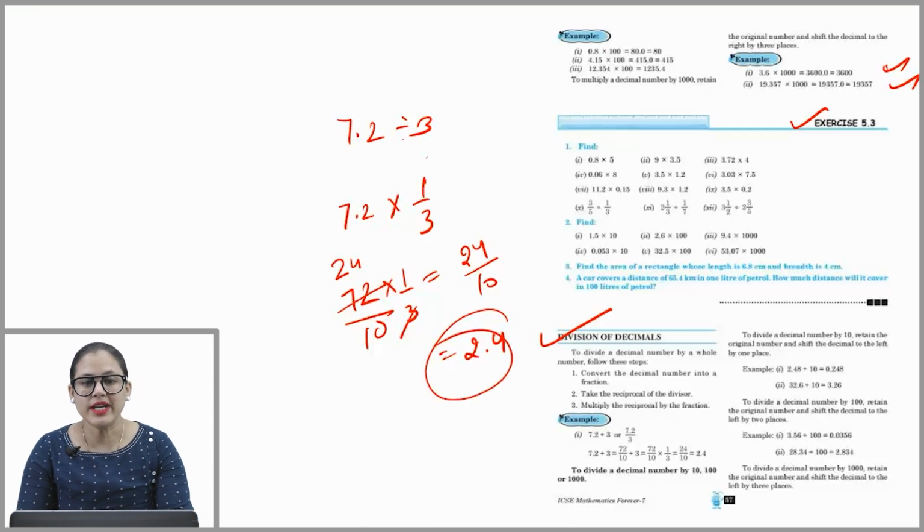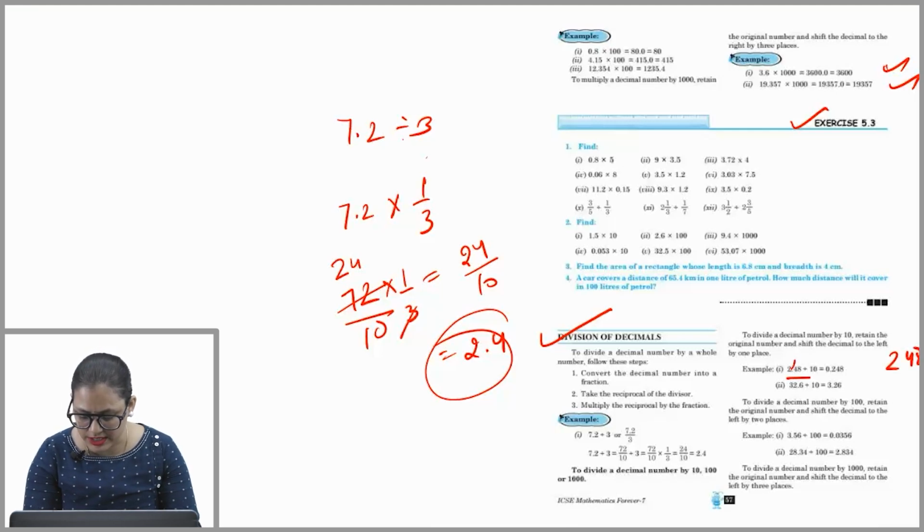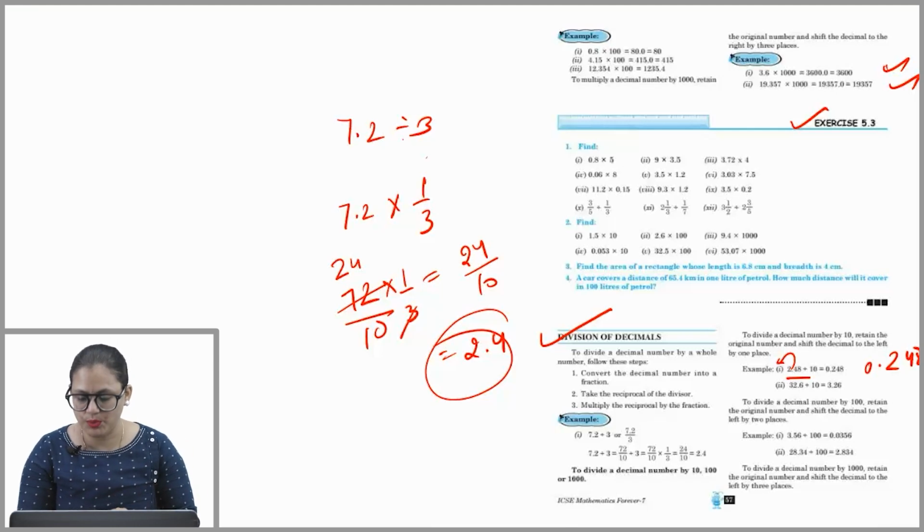To divide a decimal number by 10, 100 or 1000, retain the original number and shift the decimal to the left by 1 place. In the case of division, you have to shift the decimal to the left by 1 place if you are dividing by 10, by 2 places if you are dividing by 100, and by 3 places if you are dividing by 1000. For example, 2.48 divided by 10. We retain the original number and just shift the decimal 1 place to the left. So you will get 0.248.